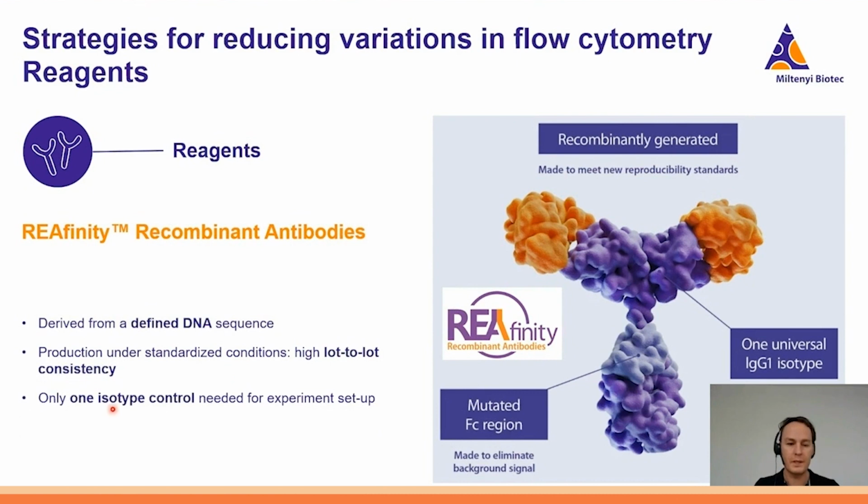There's only one isotype control needed because they are all based on the same IgG1 isotype. And I think also very important is that no Fc blocking is necessary because they all feature a mutated Fc region, which leads to far less background signal.